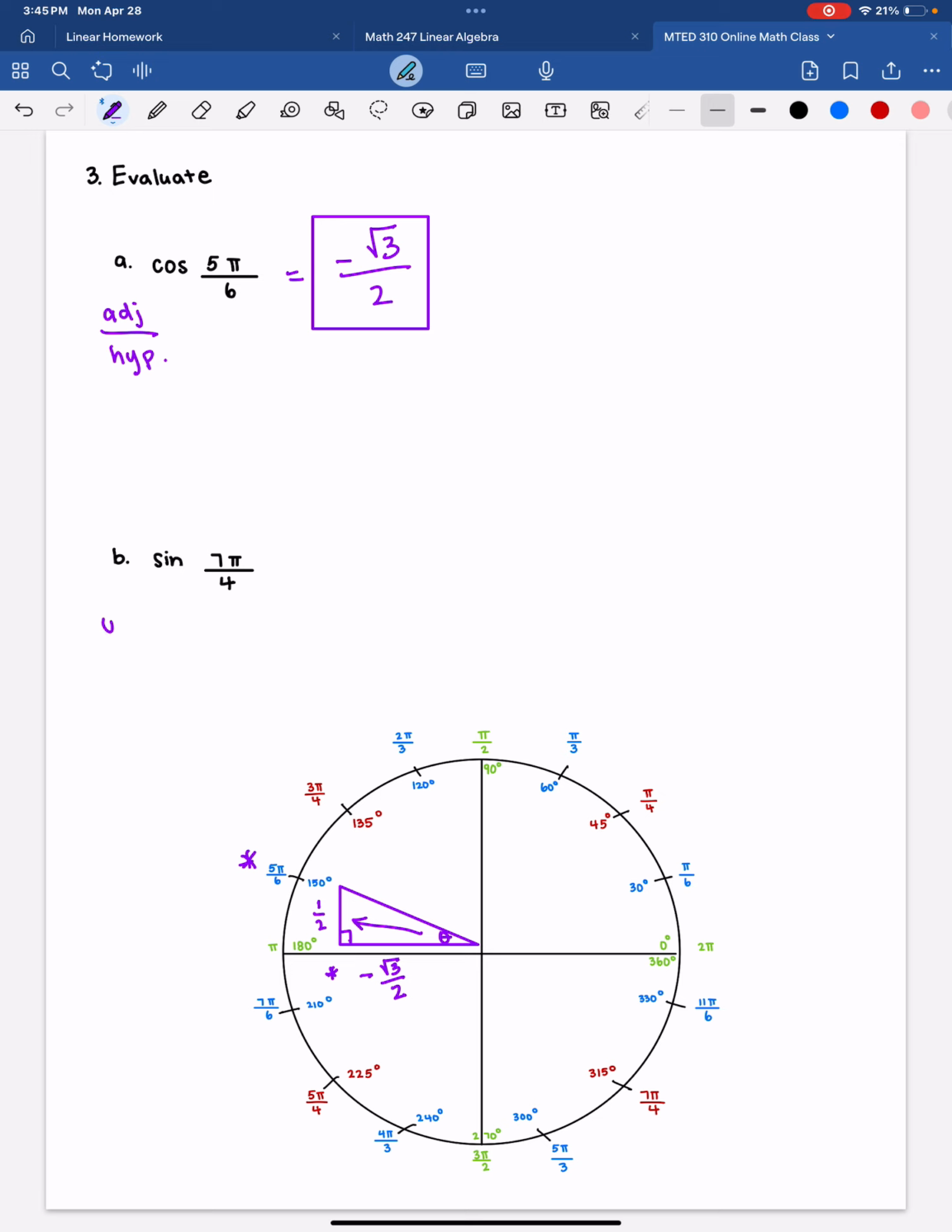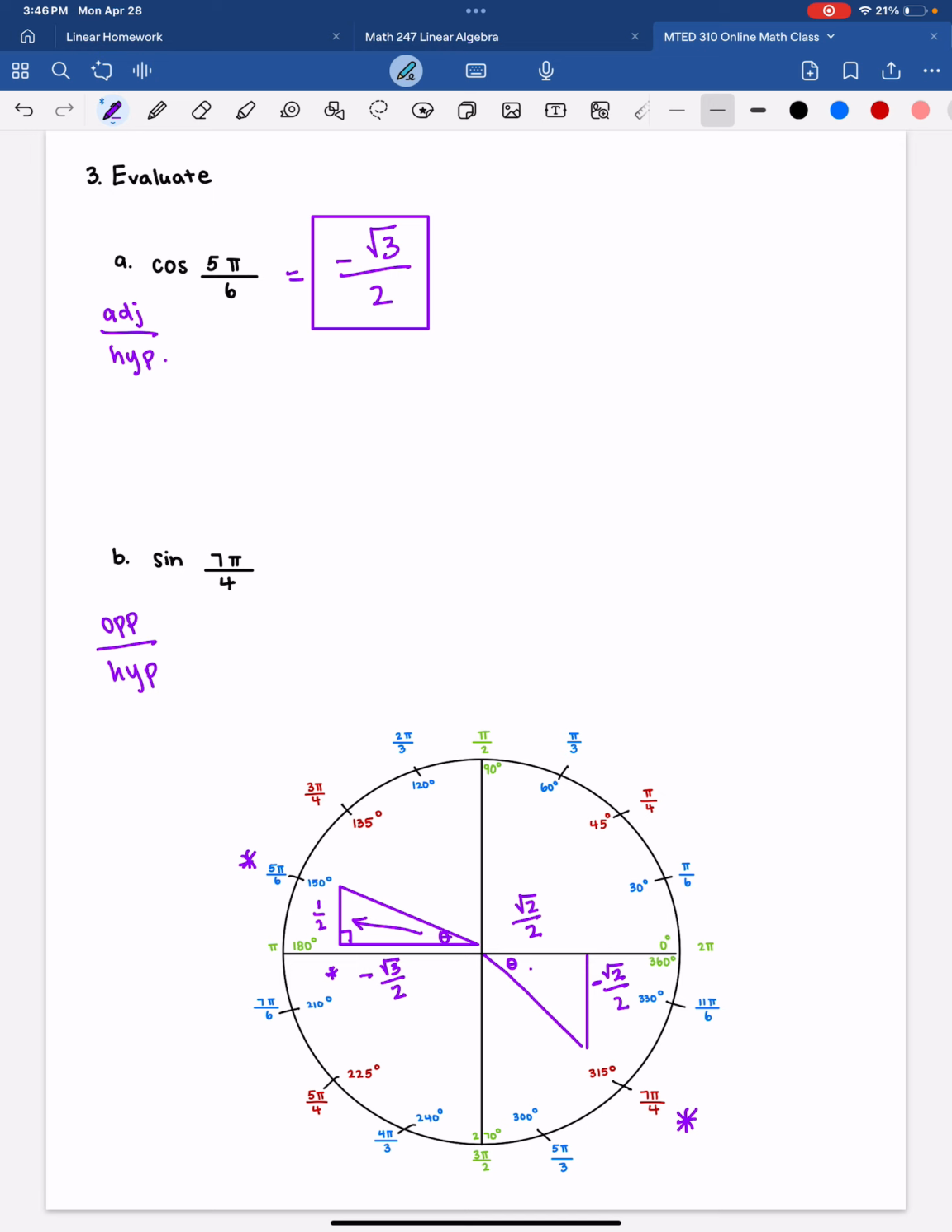Sine is looking for opposite over hypotenuse, and 7 pi over 4 is in the fourth quadrant. As we can see, it is actually a 45-degree value. That means on both sides, for going up and down and left and right, it is going to be the same as square root 2 all over 2. The only difference is now we do have to label which one is negative and positive. Because it is going down in values, that one is the negative.